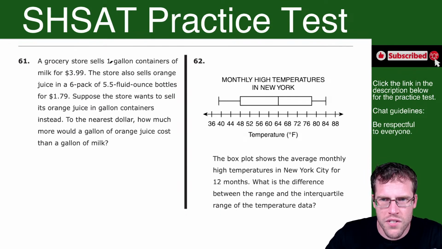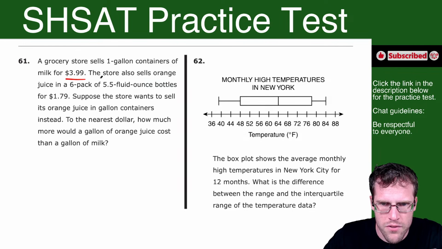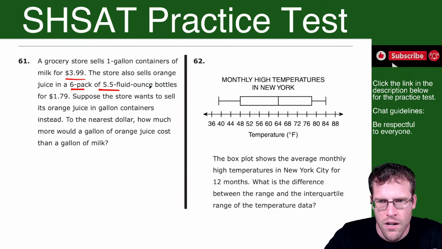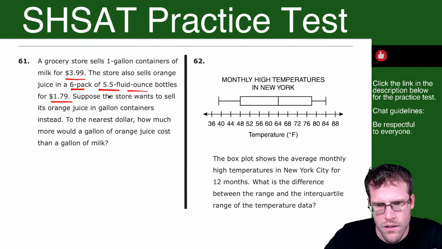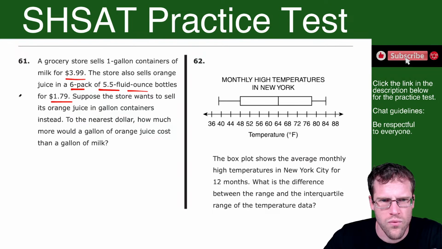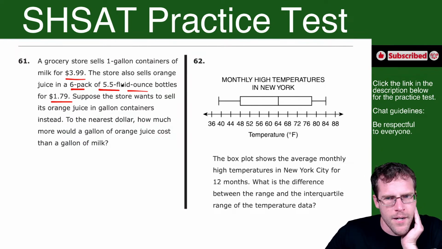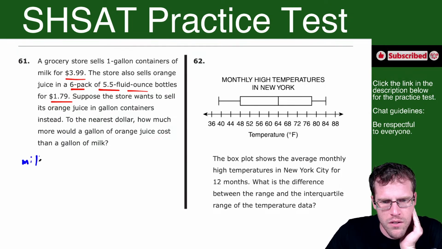A grocery store sells 1-gallon containers of milk for $3.99. The store also sells orange juice in a 6-pack of 5.5 fluid ounce bottles for... how much more? Oof. All right, here we go. Now we have to do some converting. So let me just write this. Milk, we've got 1 gallon is $3.99.